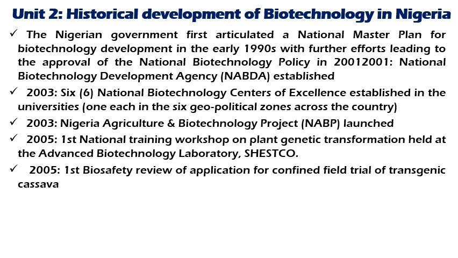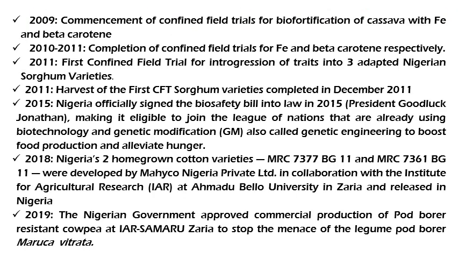One at UI in the west, Ibadan, we have one at the University of Nigeria Nsukka in the east, we have Ahmadu Bello, Zaria, and the other 3 regions, each having a university. By 2005, we had the first biosafety review of applications for confined field trials of transgenic cassava, really the first crop to have been genetically modified in Nigeria.